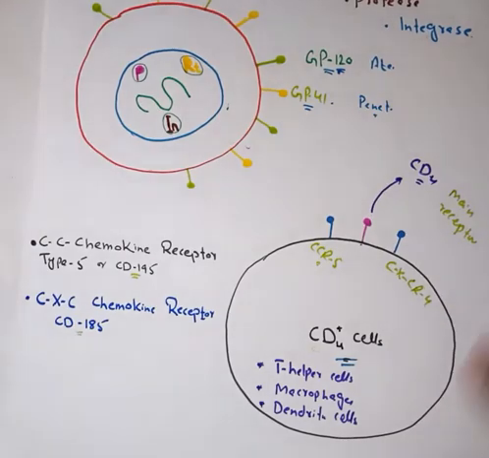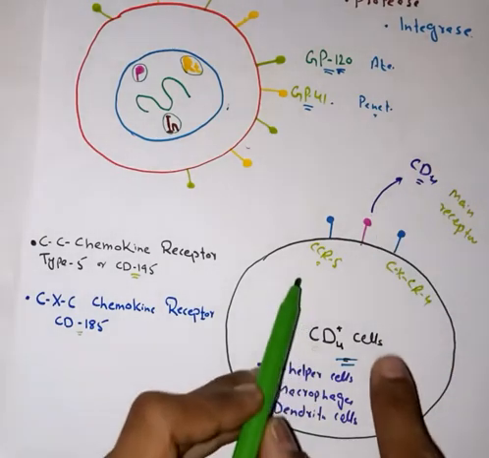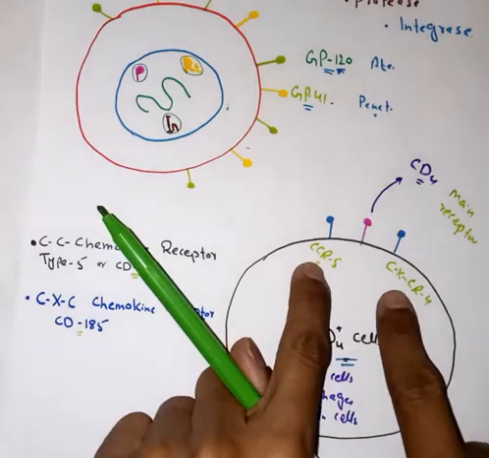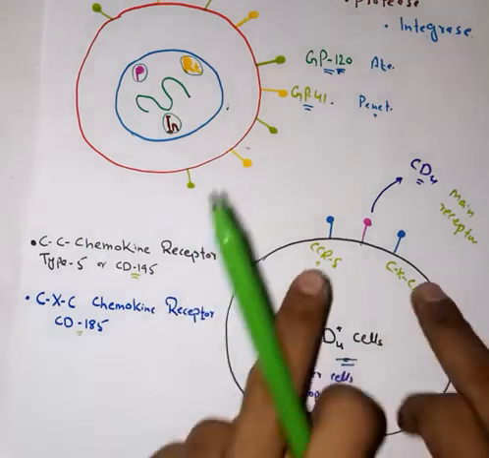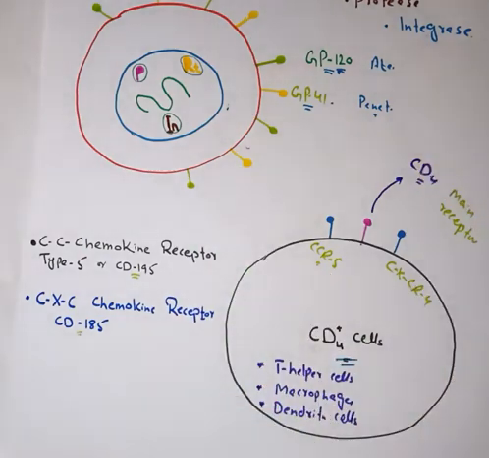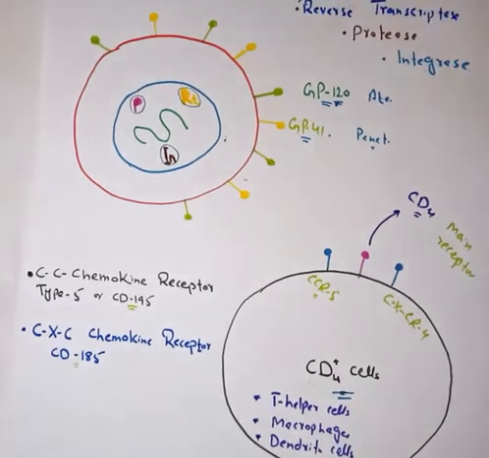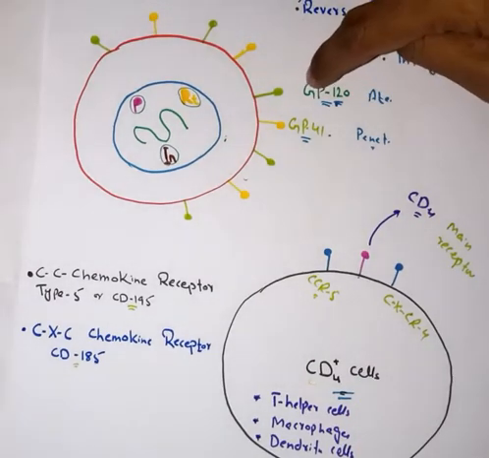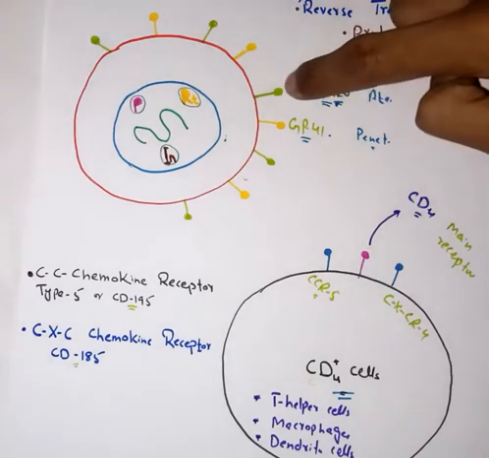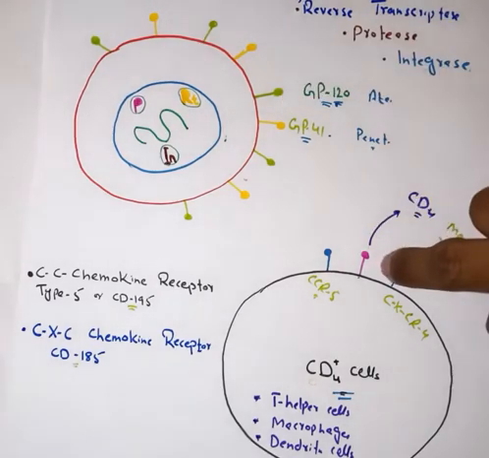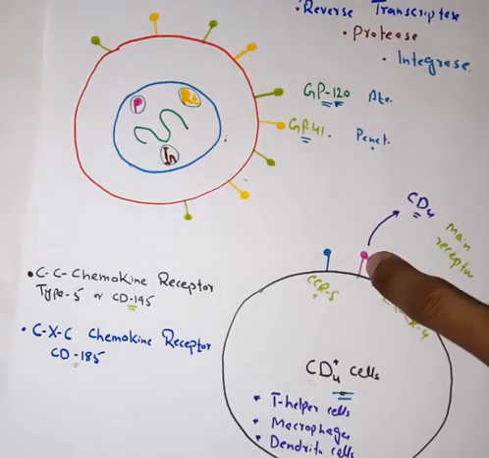So these are the co-receptors. The main receptor is CD4, and the co-receptors are CCR5 or CXCR4. These are the co-receptors, and this is the main receptor. Now the point is, when I was explaining about the virus, I explained that this GP120 is used for the attachment. Now this is the one protein. It can attach with the main receptor, the CD4 receptor.